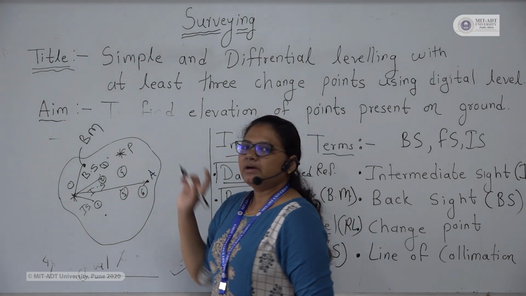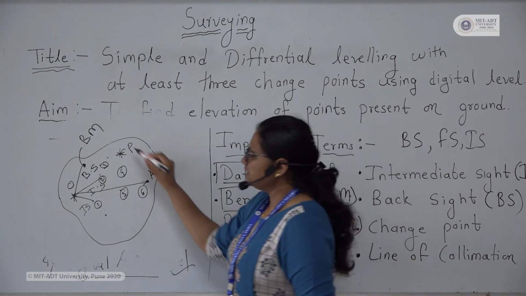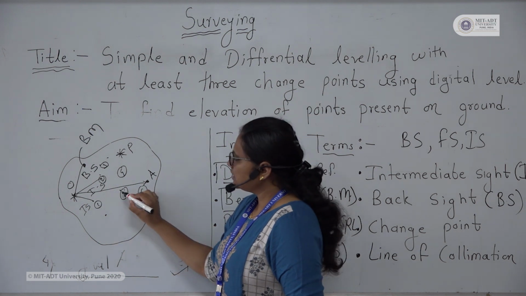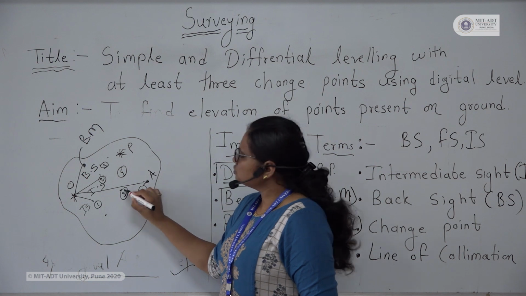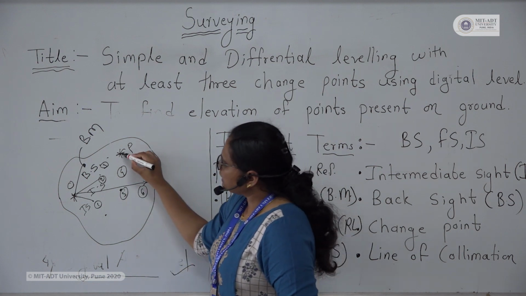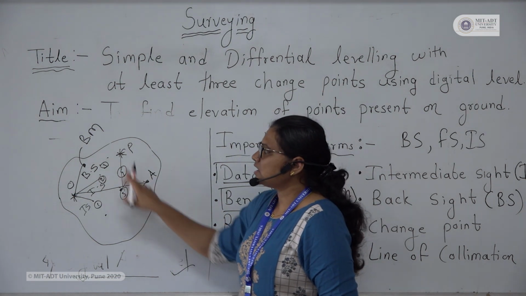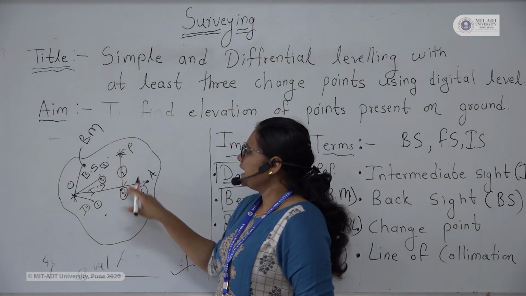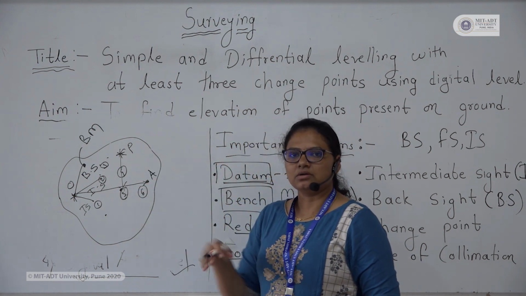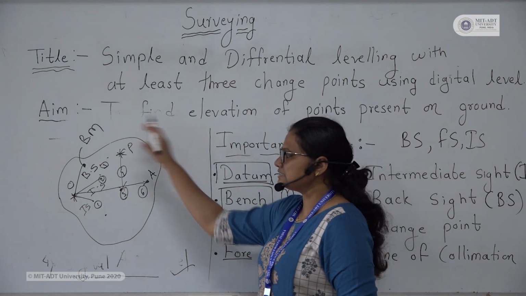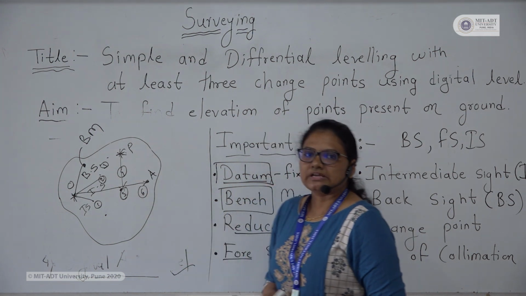Now from P, my first work will be to observe the reading of the previous point. In this case, our previous point will be reading number 5, because we are shifting the instrument for the 6th reading. So for this reading number 5, I have to take the reading first on this point 5, and that reading will be written again in the column of backside, and again from this P, the reading which I have observed will come into the foresight. So that is the way of writing the readings, and this shifting of instrument is known as the change point.